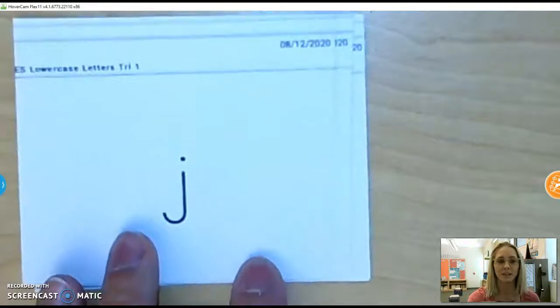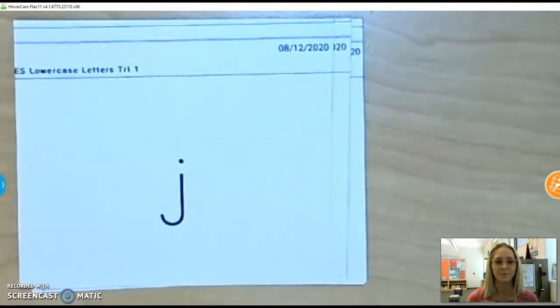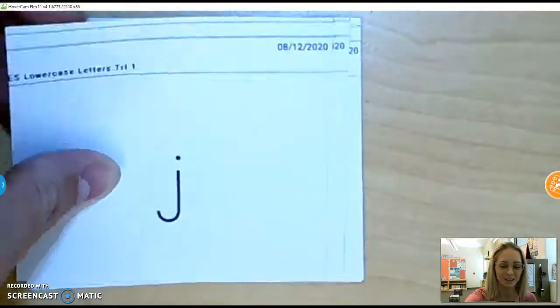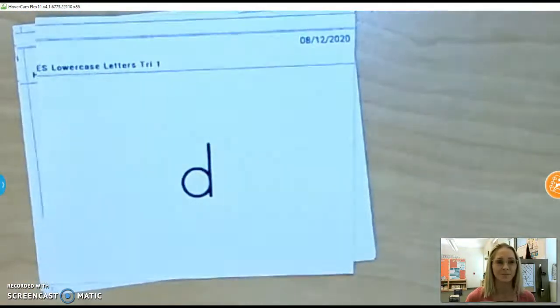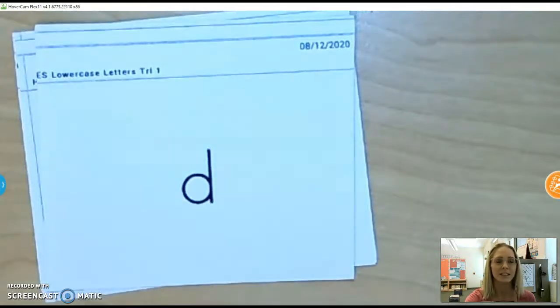How about this letter? What letter is that? Good. That's the letter J. Say J, J. J, J. Good job. Okay. How about this letter? This is the letter D. It says D. D, D.